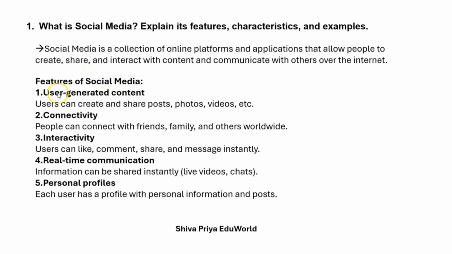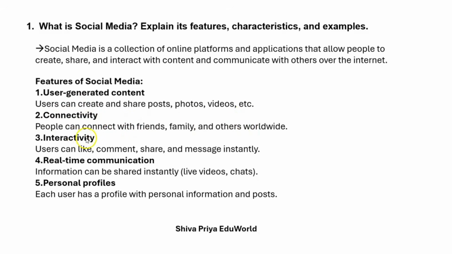Features of social media. We have user generated content. Users can create and share posts, photos and videos. For example, if I take myself as the creator, I am creating the posts, photos and videos. After that, connectivity. How does connectivity work? People can connect with friends, family and others worldwide. Now here I am connecting with you people, right? That is what connectivity means. People can connect with friends, family and others worldwide.